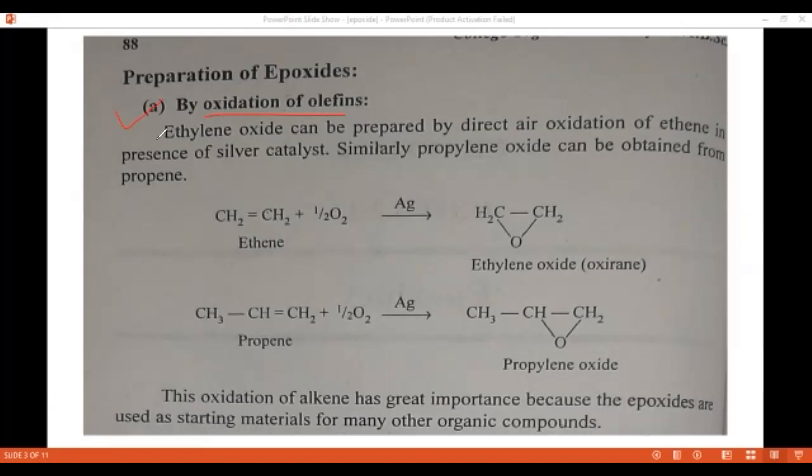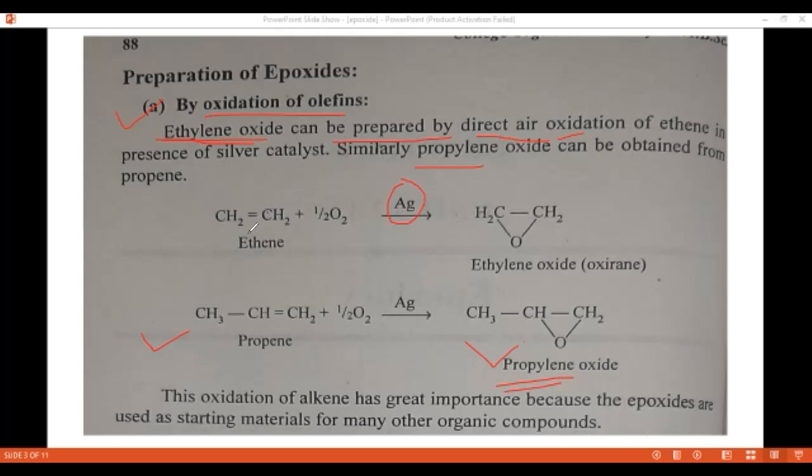Ethylene oxide, meaning epoxide, can be prepared by direct air oxidation of ethene in the presence of a silver catalyst. Similarly, propylene oxide can be obtained from propene. Epoxides can be prepared from alkenes.